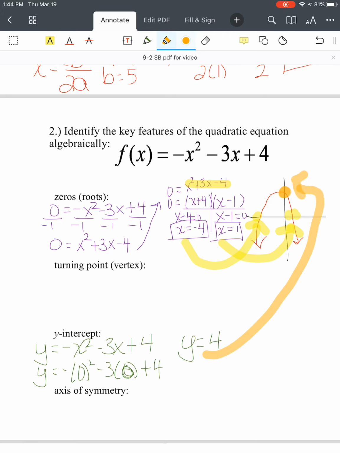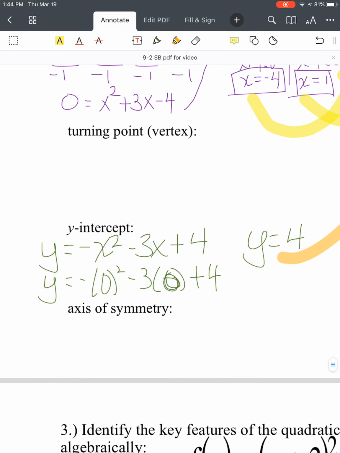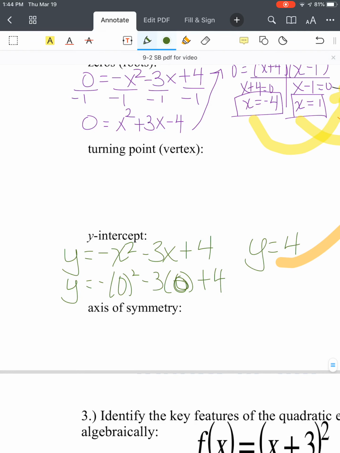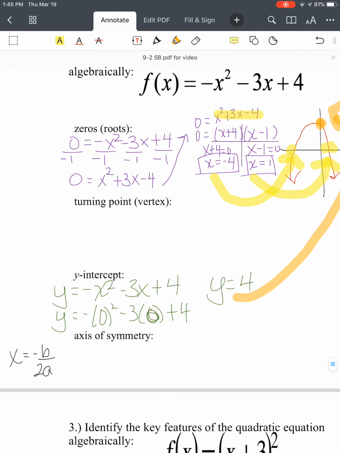Okay. All right, let's now find the axis of symmetry. So again, we're going to need that equation, x equals -b over 2a. So if we look, my a is going to be -1, and my b is -3. I'm just looking at the original equation. The a is the number in front of the x squared, so that's -1. The b is the number in front of the x, so that's -3.